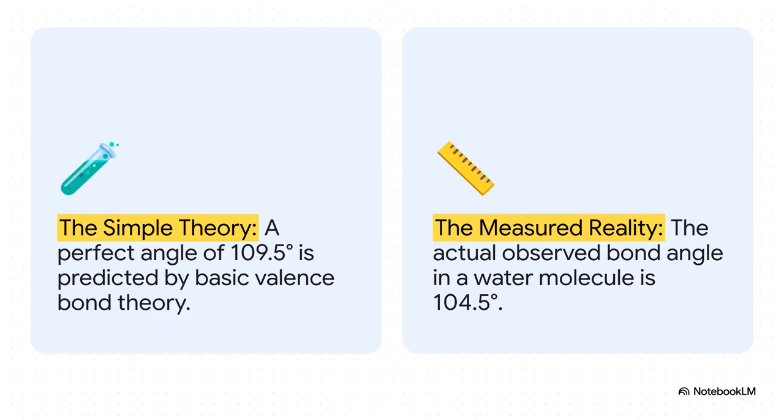Okay, so let's get into it. Your basic chemistry textbook theory, which we'll unpack in a sec, predicts this perfect symmetrical angle of 109.5 degrees. But when we actually go out and measure a real water molecule, we get 104.5. That's a 5-degree difference. And look, that might not sound like a lot, but in the tiny world of molecules, that is a huge deal. So let's solve the case of the missing 5 degrees.